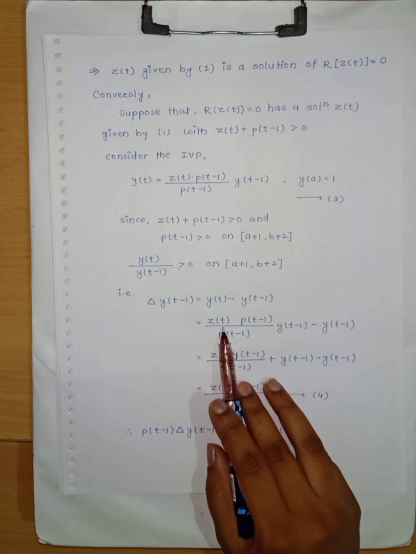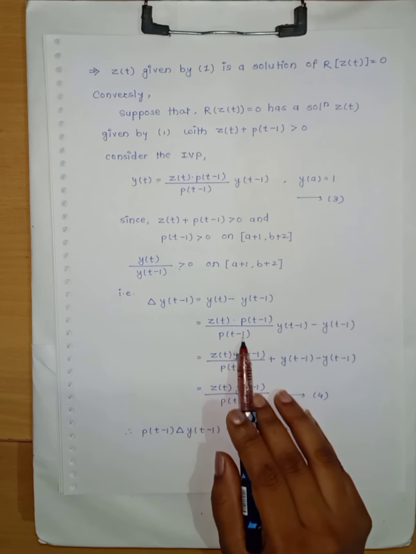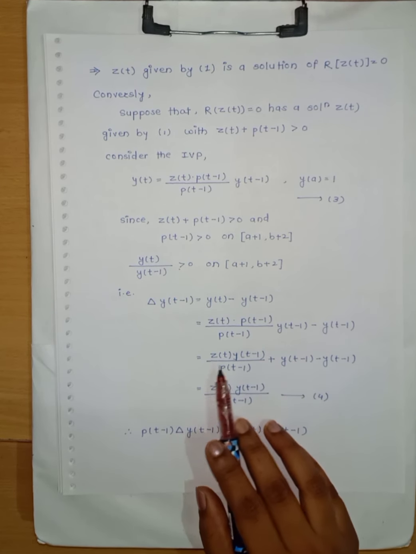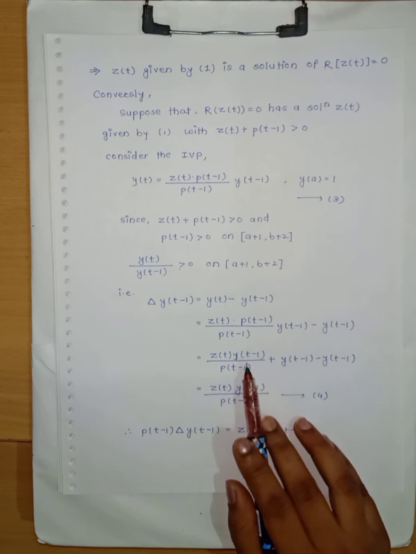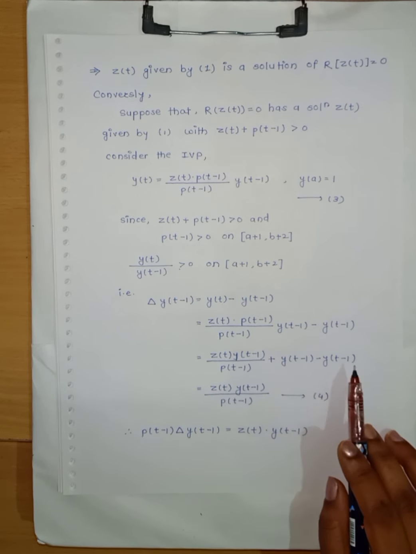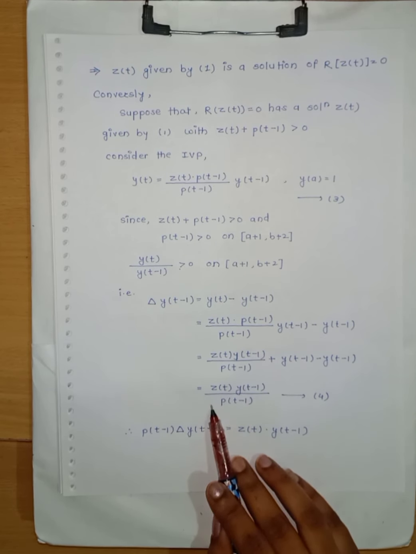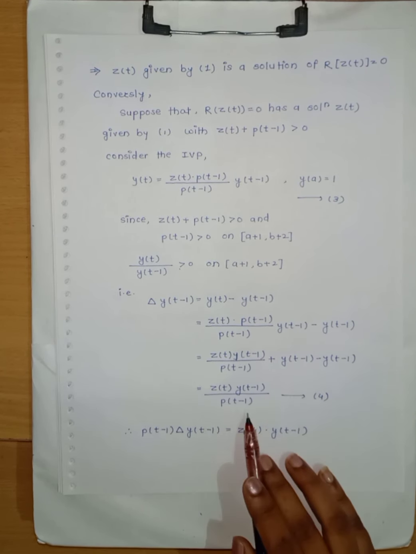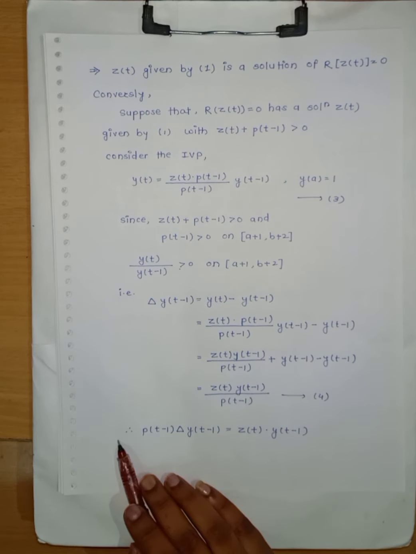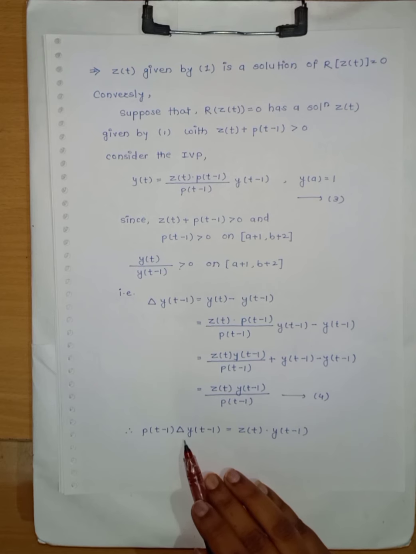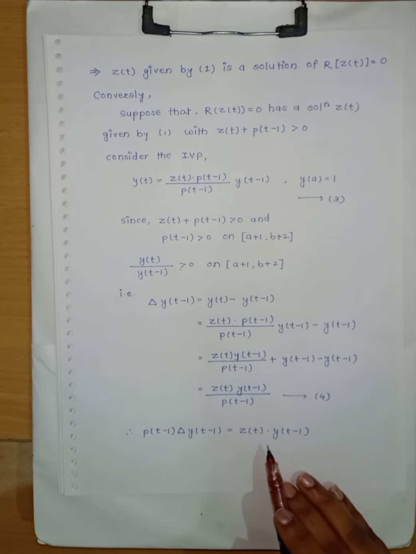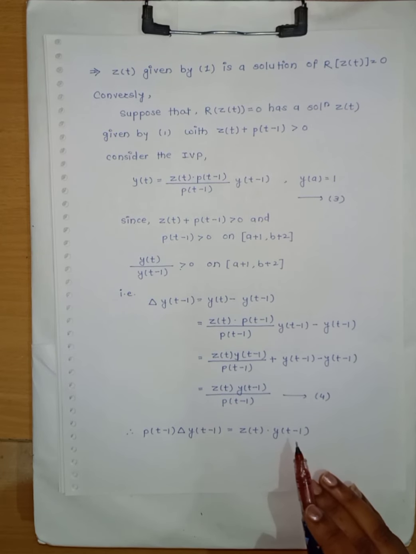There, y(t) equals z(t) into p(t-1), p(t-1) into y(t-1) minus y(t-1), equals z(t) y(t-1) upon p(t-1) plus y(t-1) minus y(t-1), equals z(t) y(t-1) upon p(t-1). This gets cancelled. So this is our equation number 4. Therefore p(t-1) Δy(t-1) equals z(t) into y(t-1).